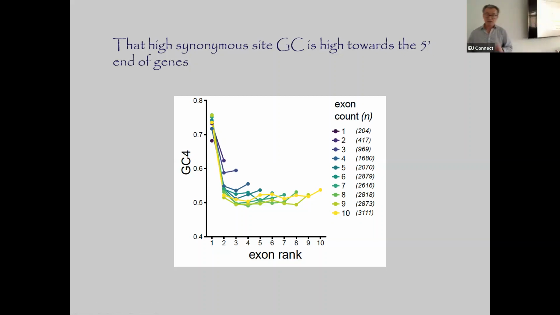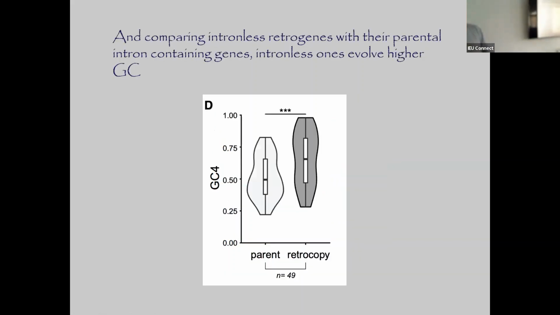So there was our big clue, that there's something going on at the first exon and the 5' end of our genes to make them GC rich. And we could then double check this: do our successful retrogenes actually evolve a higher GC content at their 5' ends than the gene that they came from? We know the gene that they were derived from, which contains introns, so we could actually compare them. The parental genes have one content, and almost without exception, the retrogenes evolve a higher GC content at their 5' ends.